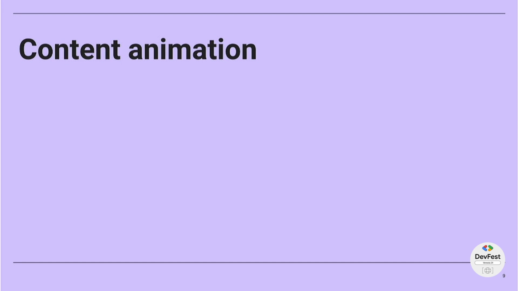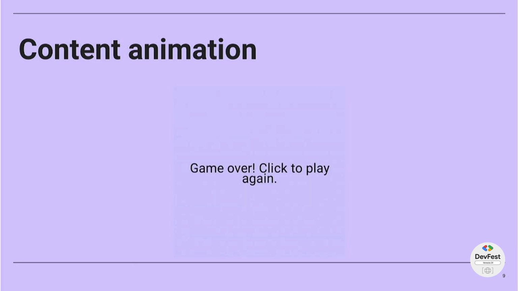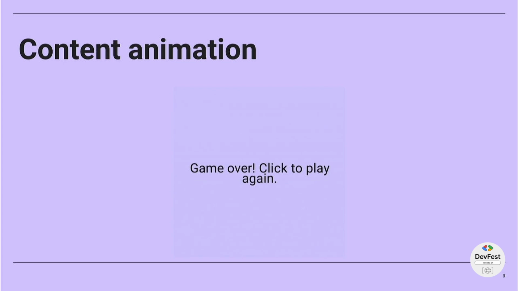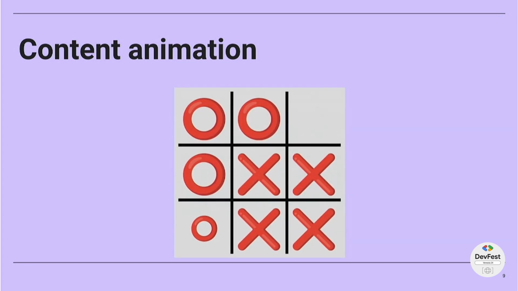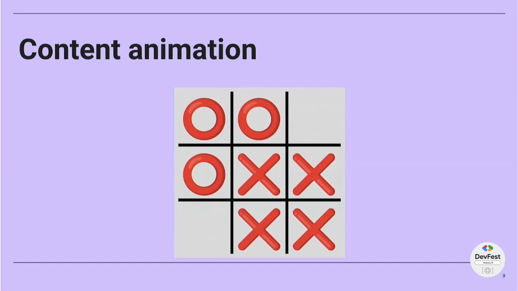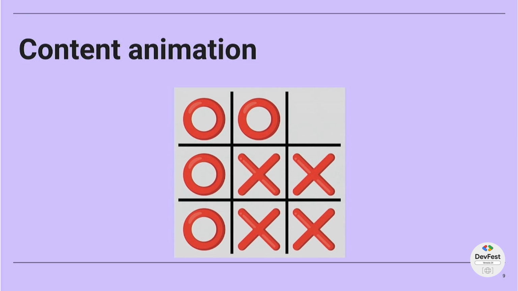Now we have the transitioning from one content to the other. Let's see, for example, what happens when the game ends. Now we have our winning trio here, the 3 circles, and we have the code to detect there is a winner, but all in the matter of a single frame, the symbols and the grid disappear and the text appears. So we want to do something better.